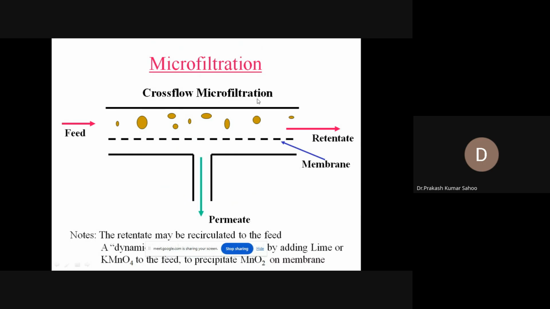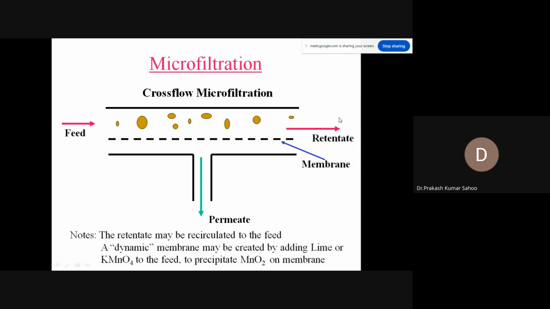This is cross flow microfiltration, where we have a membrane here, and the solution, or we will say the sample, flows through the horizontal direction. Then what happens? As there is a membrane, the different particles get filtered on the basis of their sizes. They are passed through these small pores. So here the retentate may be recirculated to the feed. So it will be recirculated.